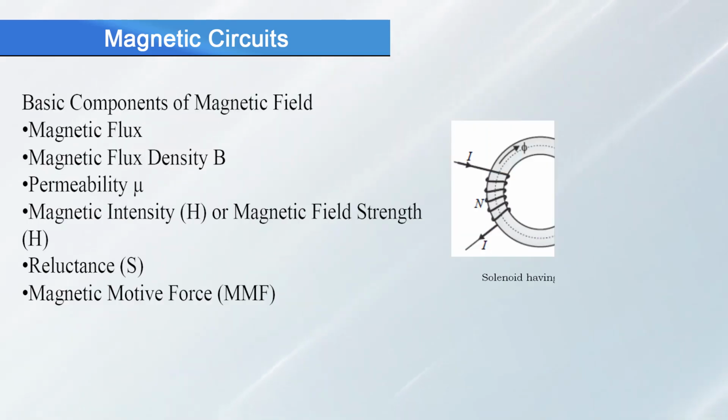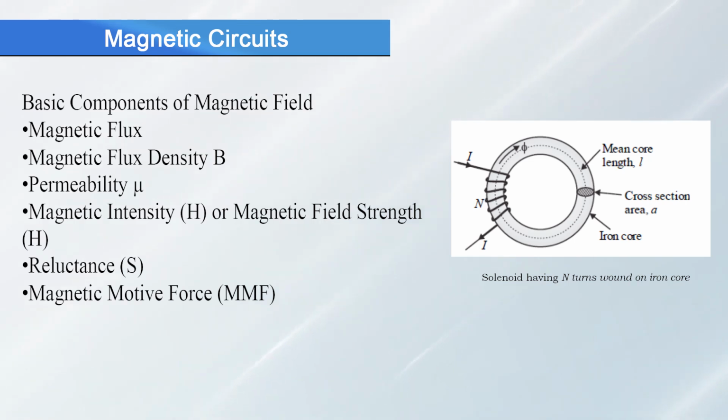After seeing this, let us now discuss the basic terms which are associated with the magnetic field and will be used quite often. The terms are magnetic flux denoted by phi, magnetic flux density denoted as B, permeability denoted as mu, magnetic field intensity H or magnetic field strength, reluctance S, and magnetomotive force MMF.